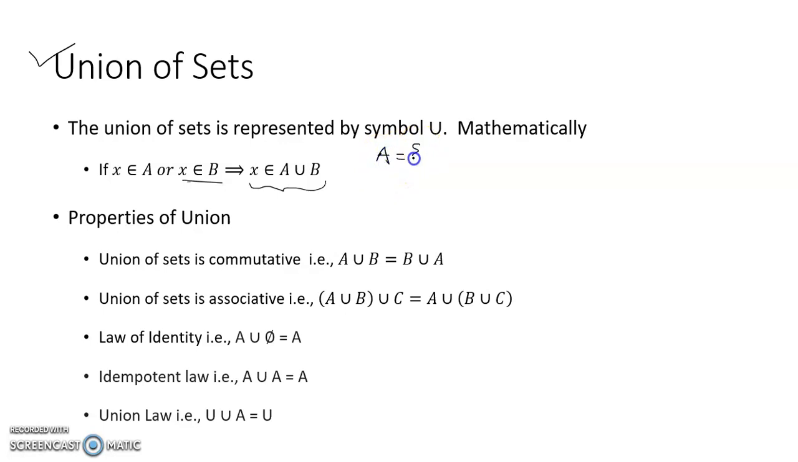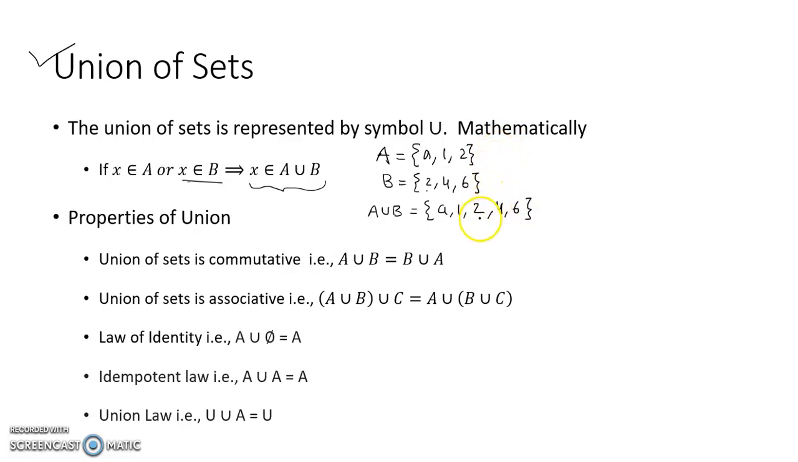Let me take a set A which has some elements, a, 1 and 2, and there is a set B which has again certain elements associated with it: 2, 4 and let's say 6. So if I want to find out A union B, then it is simply going to be a, 1, 2. I have listed all the members of A. Then I check whether there is any repetitive member in B. Yes, 2 is there, so it will not be repeated. Then you write 4 and 6.